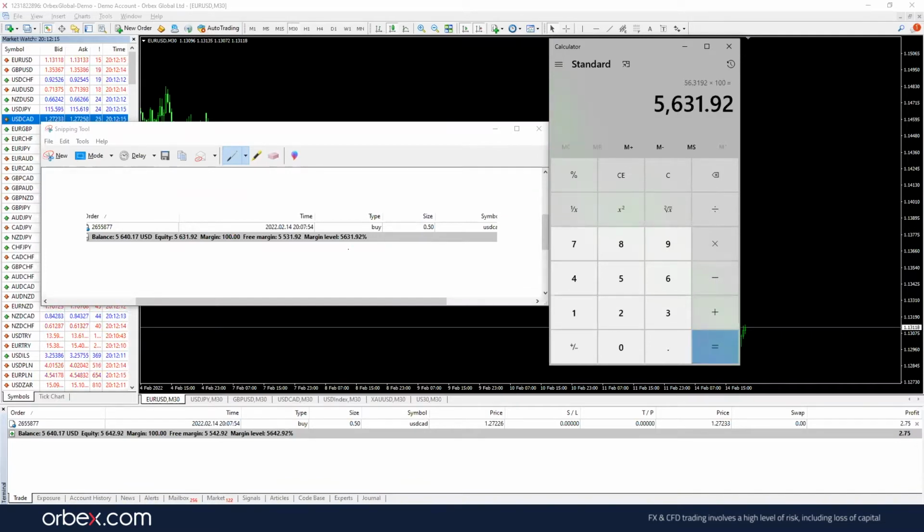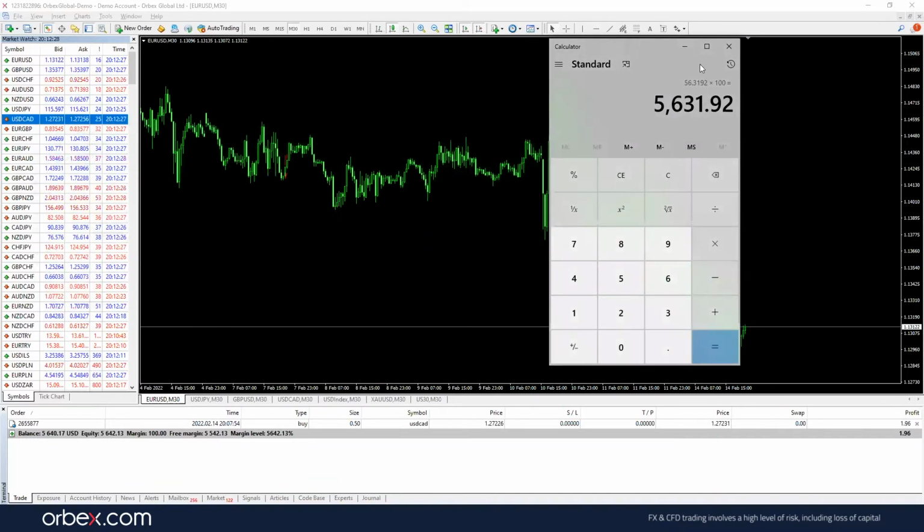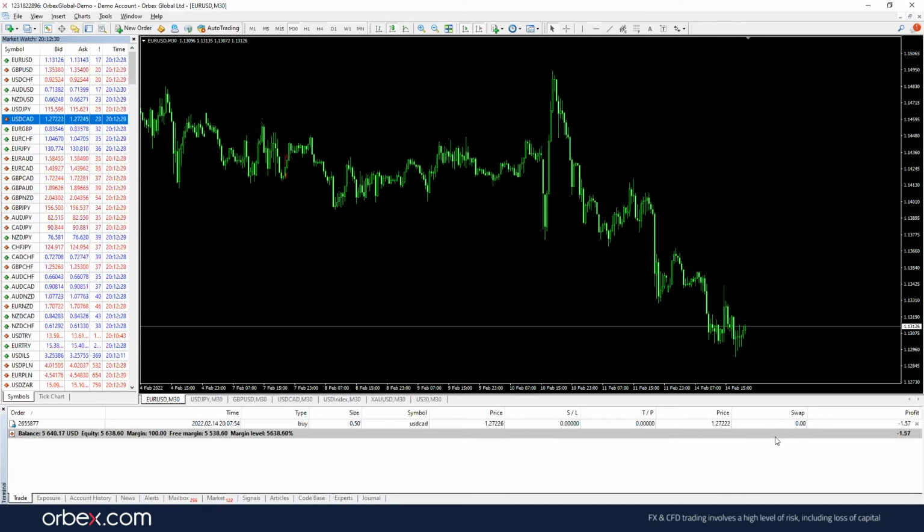So 5631.92. This is basically a percentage equation to let you know that if your margin level does drop to 100%, this line will turn red. Can probably just delete this now. This line will turn red here, and then at 20% your trades will start to stop out.